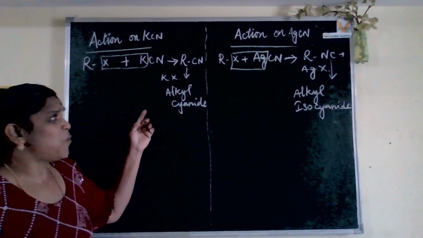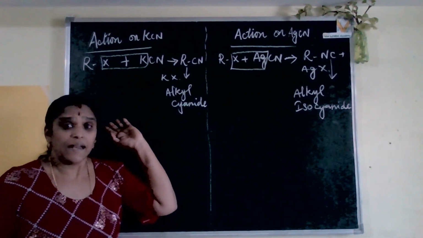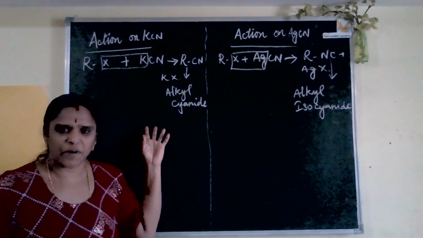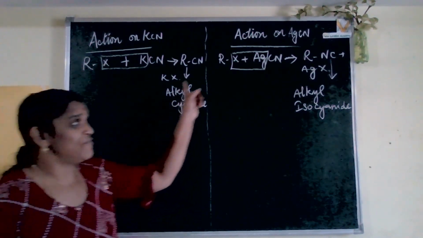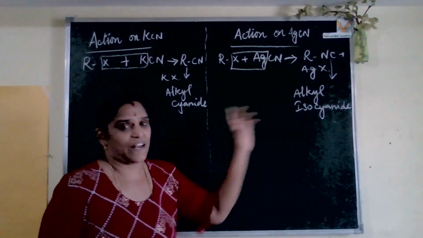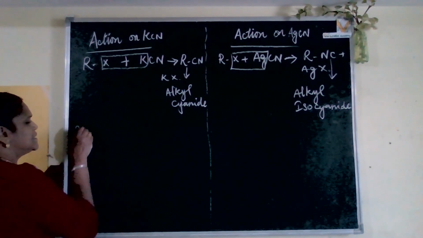Okay, now why are we getting a different answer? Let us go and watch. Both are cyanide compounds only, but here we are getting alkyl cyanide, whereas here we are getting isocyanide. Okay, now let us go for an example.